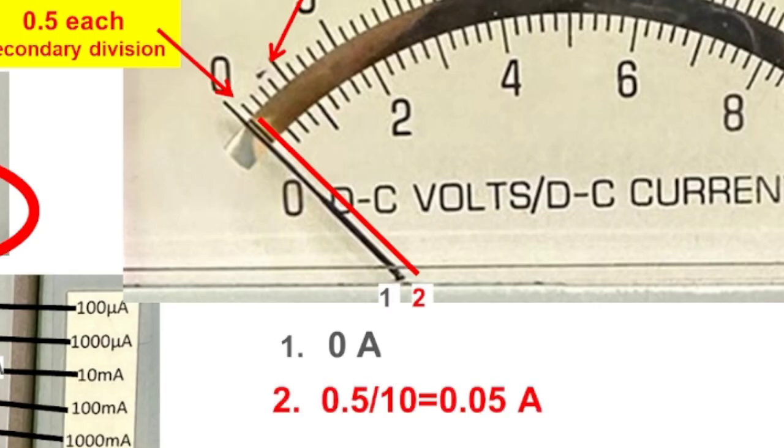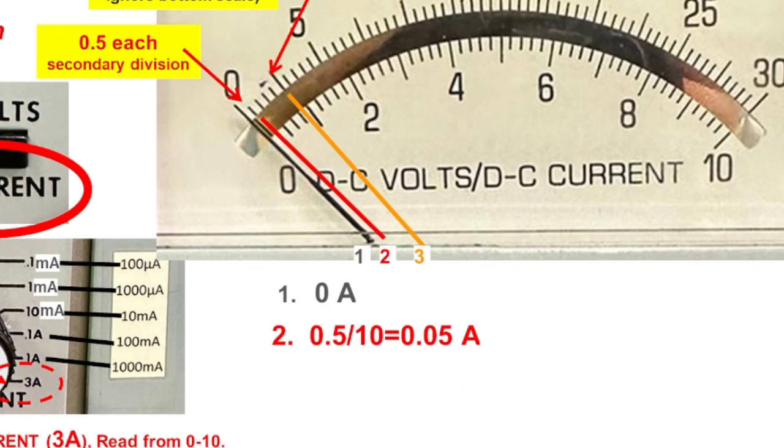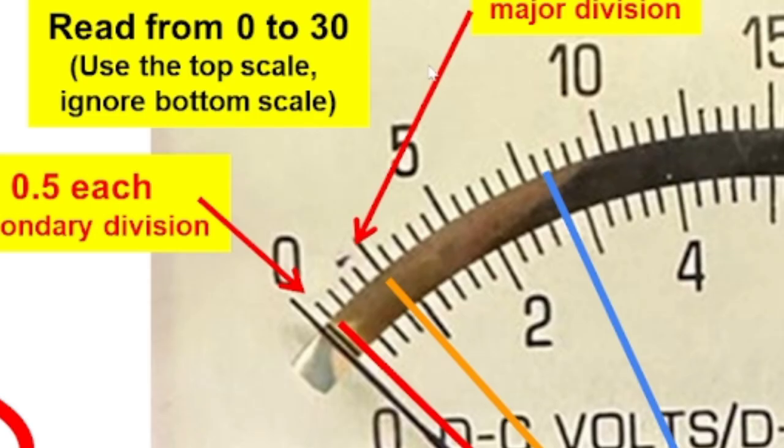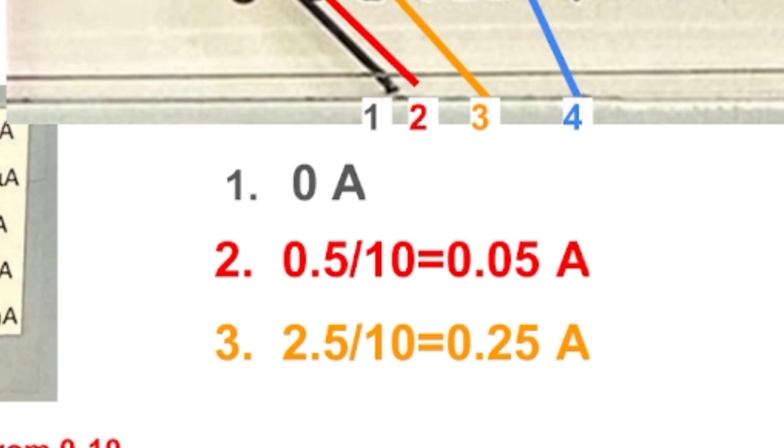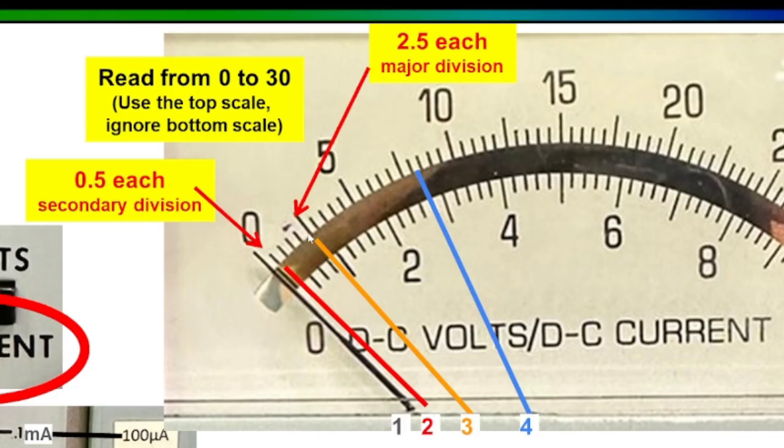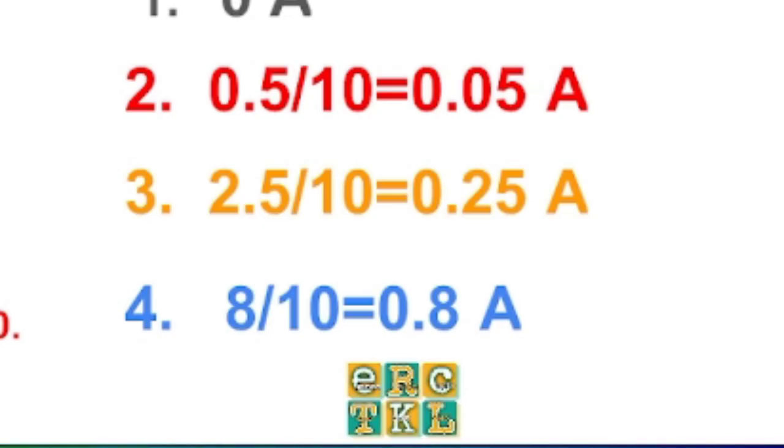We will get 0.05 ampere. The 0.5 will be 0.05. The 2.5 will be here. This is 0.5, and this will be 2.5 in the middle of 0 and 5. Dividing by 10, we got 0.25. The number 4 is 8 divided by 10, because this is 7.5 plus 0.5, that's 8 divided by 10, we got 0.8.